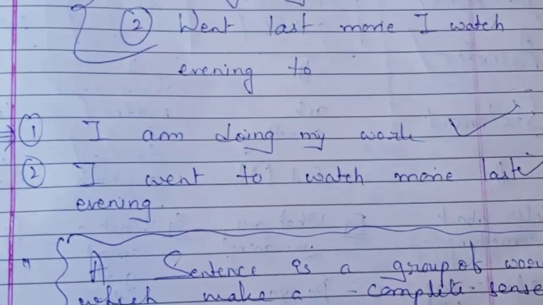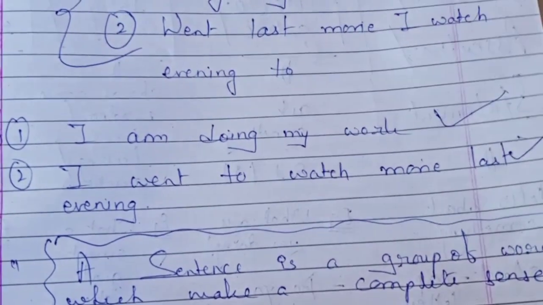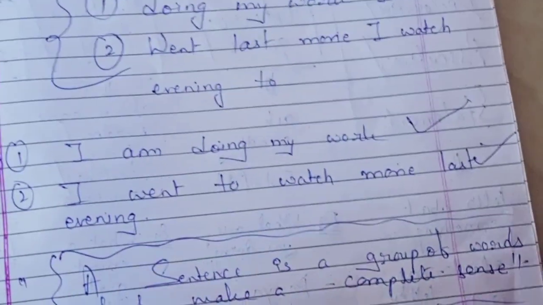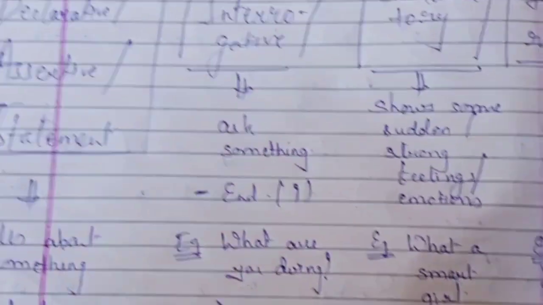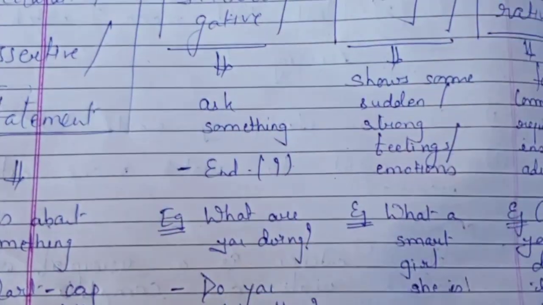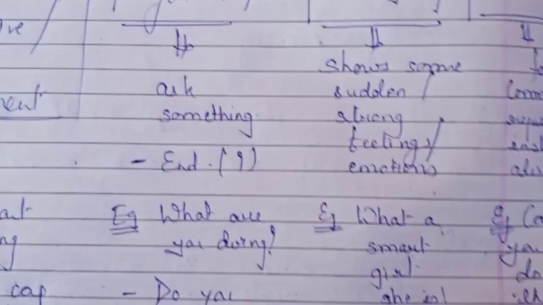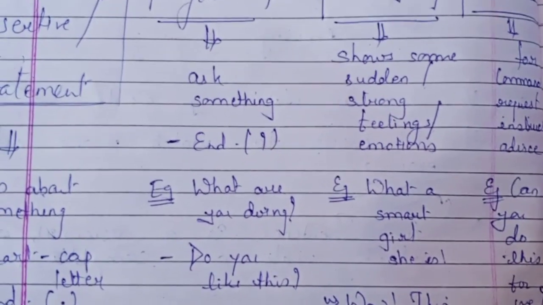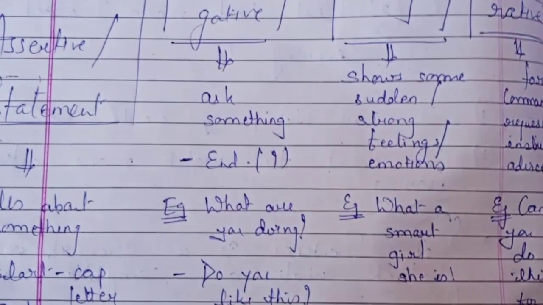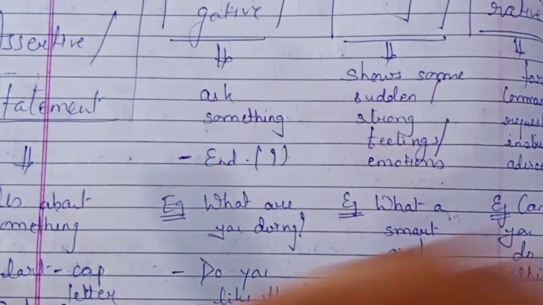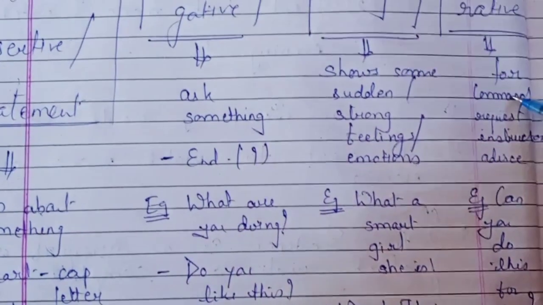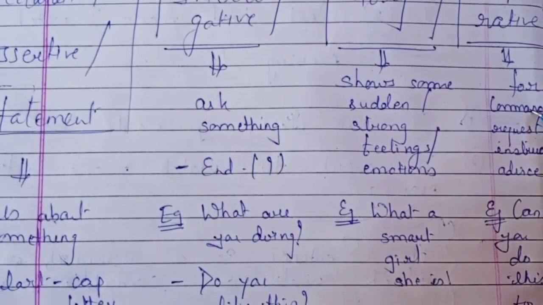Okay. Next, move ahead. Types of sentence or kinds of sentence. Fine. There are 4 types of sentences. First, declarative. Second, interrogative. Third, exclamatory. And 4, imperative. There are basically 4 types of sentences.